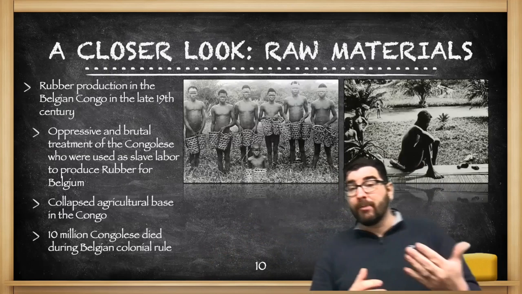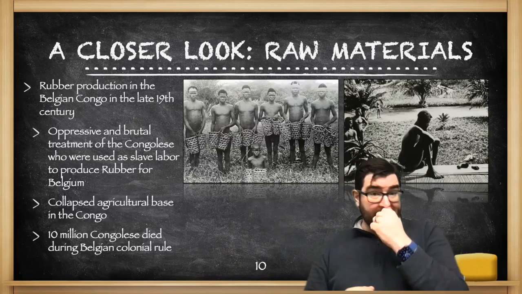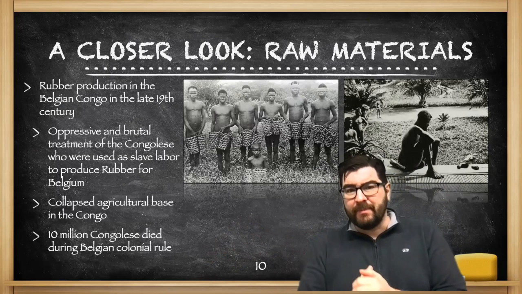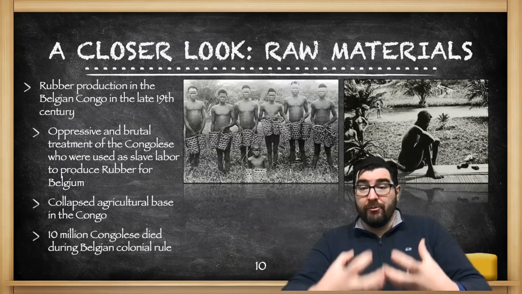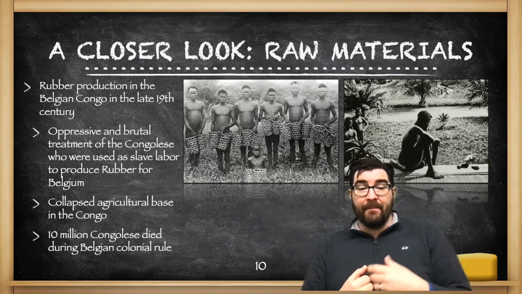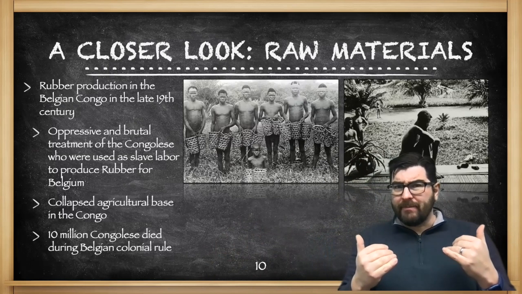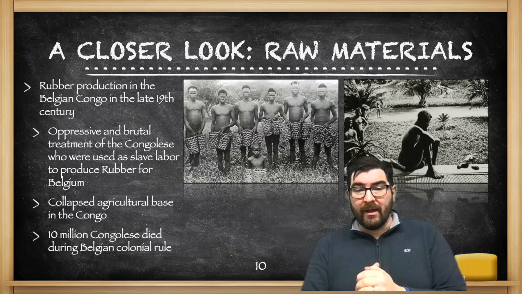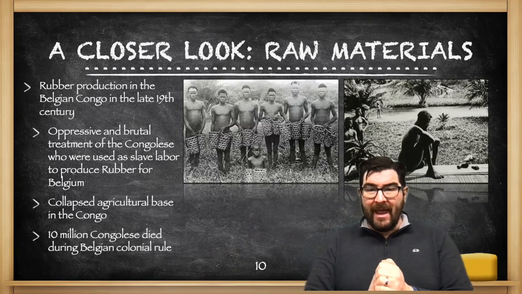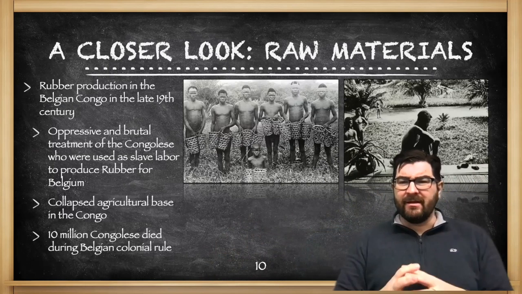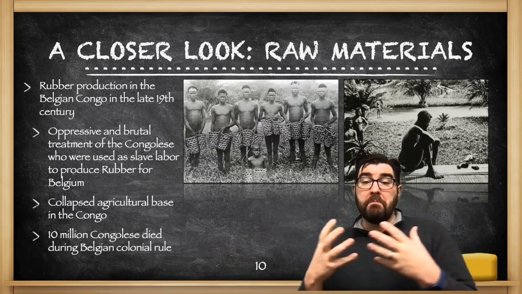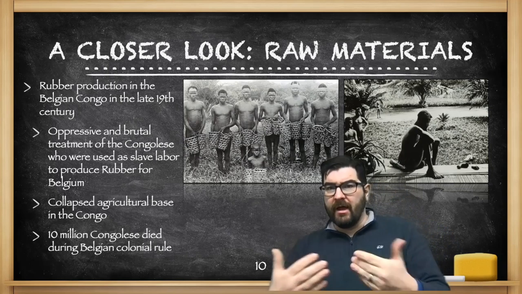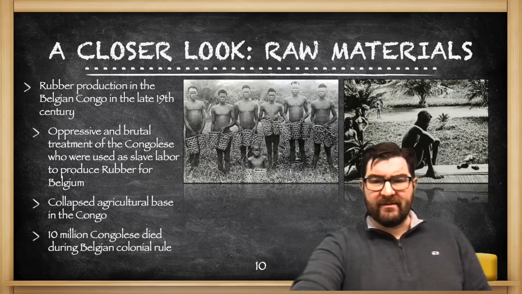In Africa, rubber production in the Belgian Congo in the late 19th century will lead to a brutal and oppressive treatment of the Congolese people by the Belgians. This will collapse the agricultural base in the Congo and lead to millions of Congolese dying during Belgian colonial rule. And you see above me here just horrible images of the punishments that Congolese would face if they didn't produce enough rubber on a day-to-day basis.